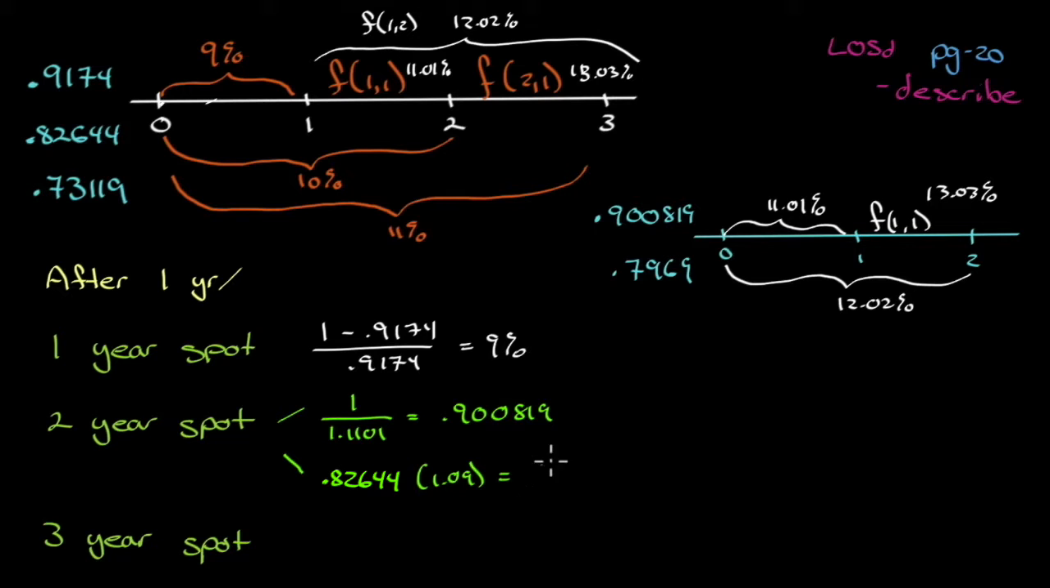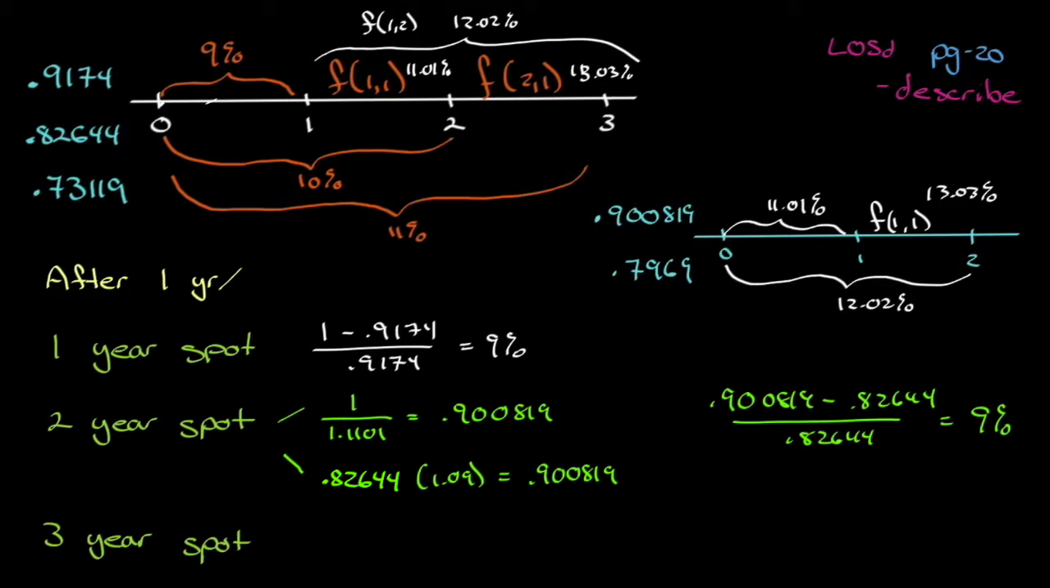And if we multiply that, we will get 0.900819. What is our return? It shouldn't take much to see, right? Its market value now is 0.900819. It was originally 0.82644. If you divide it by 0.82644, we will get, lo and behold, 9%. Well, we have one more to go through.